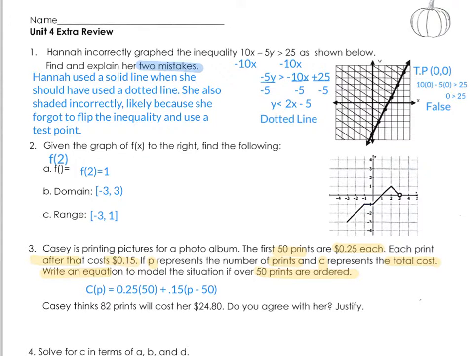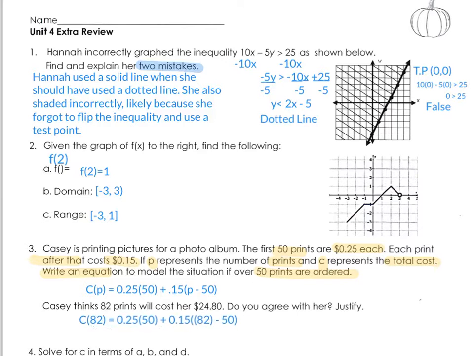The next part says that Casey thinks 82 prints will cost her $24.80. Do you agree with her and justify? Well, in order to find this out, I'm just going to put 82 in place of my P. So C of the cost of 82 prints this time. And it's going to be equal to the same function that we used last time. So 25 cents times the 50 that I have at that price, then 15 cents, so 0.15, times my number of prints this time, which is 82, so parentheses when we substitute in, minus the 50 that I already paid for, and I don't want to pay for it twice.